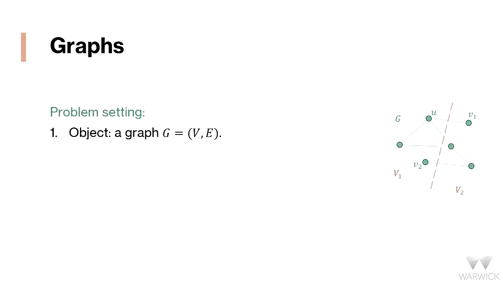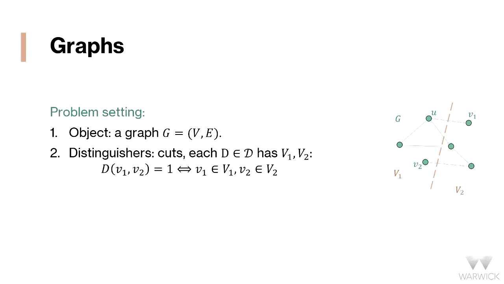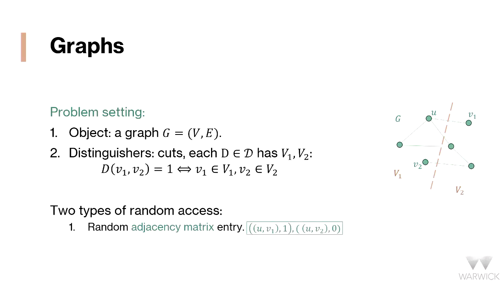So now we have a huge object that needs a graph. And our distinguishers check for the number of edges crossing a cut. So it accepts if an edge crosses the cut. And there are two natural ways to access a graph. One of them is by receiving an adjacency symmetric access. So if you receive (u, v), you get 1, or (u, v) and 0, because there is no edge.